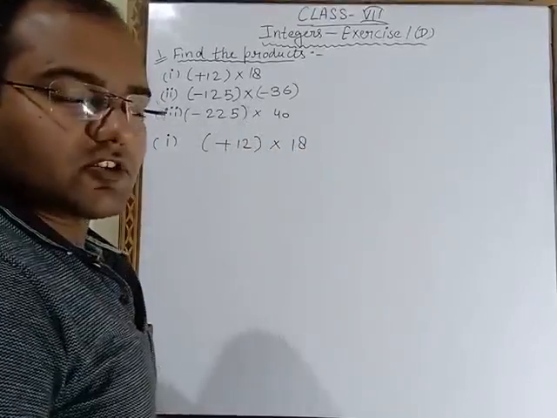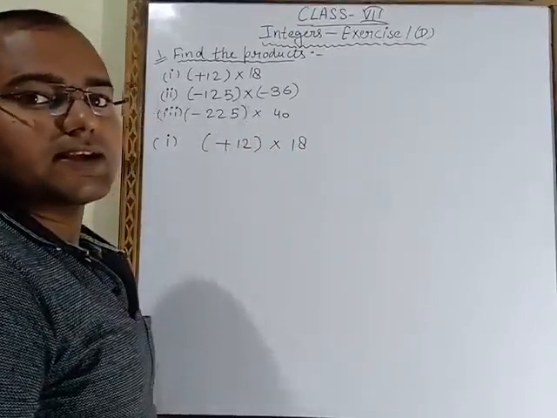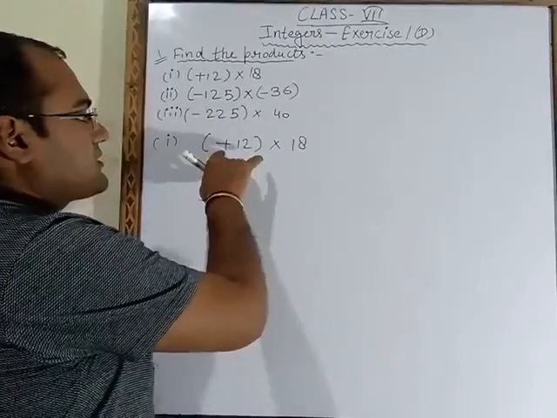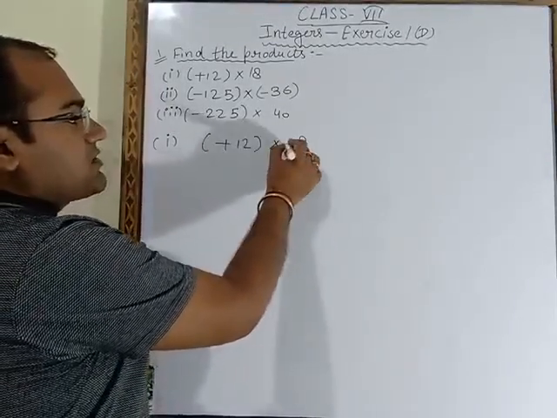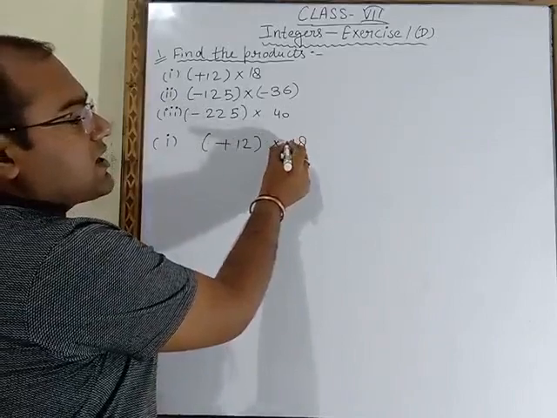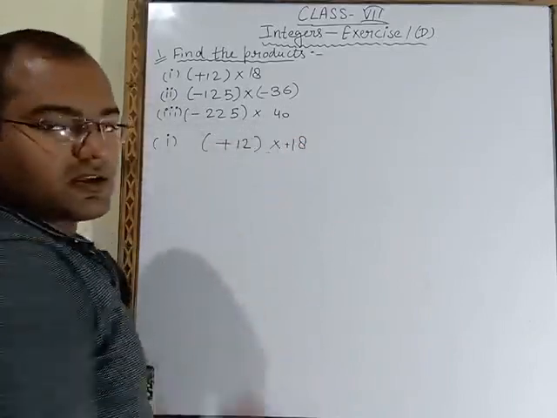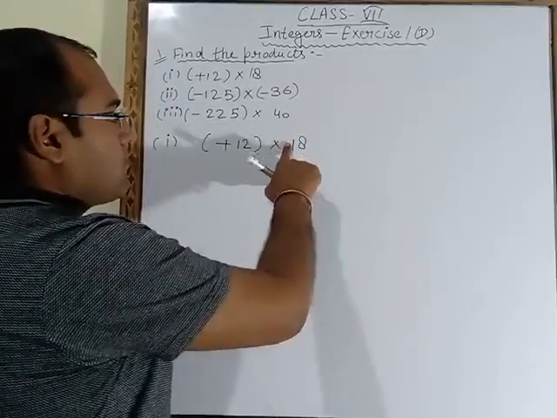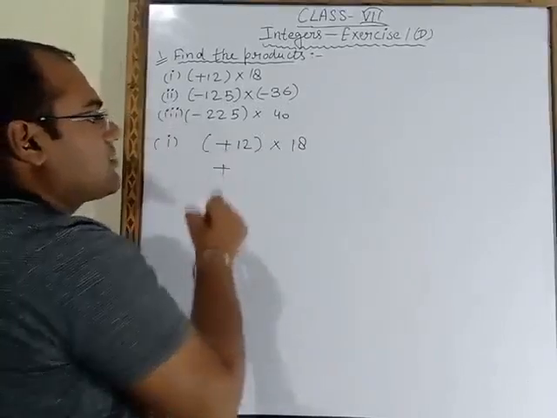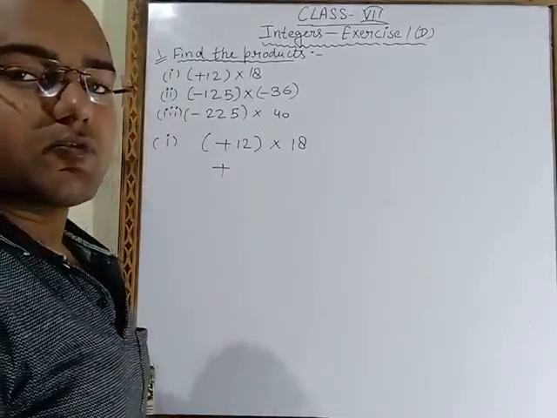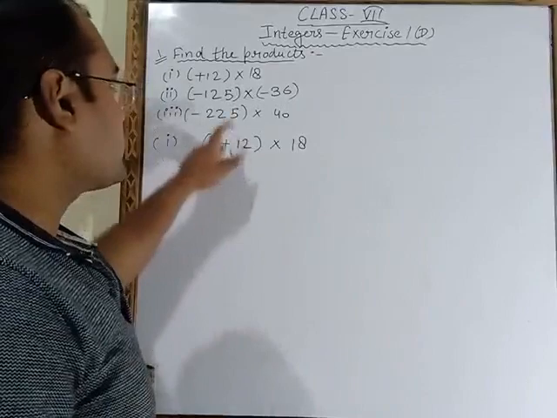So in this, first of all what do you have to do? First of all you have to multiply the signs. Plus 12 is having a plus sign, 18 is also having no sign, so what sign do we have to take? We have to take the plus sign. So plus multiply plus will be plus only. So in the answer you have to put a plus sign. So these are the questions of product.